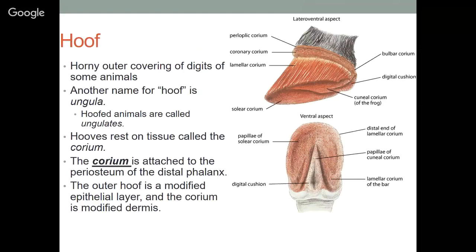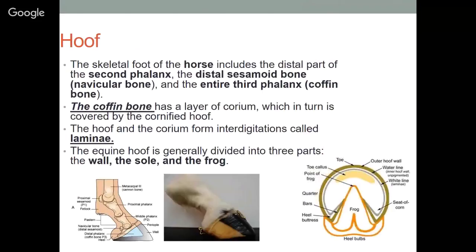The skeletal foot of the horse includes the distal part of the second phalanx and the distal sesamoid bone, or navicular bone, and the entire third phalanx. So if we look here on the skeleton, this is the middle phalanx, or second phalanx, or P2, and this is the third phalanx, or third part, and here is the navicular bone, or the sesamoid. Okay? And again, this would be the third digit on your hand that we're looking at.